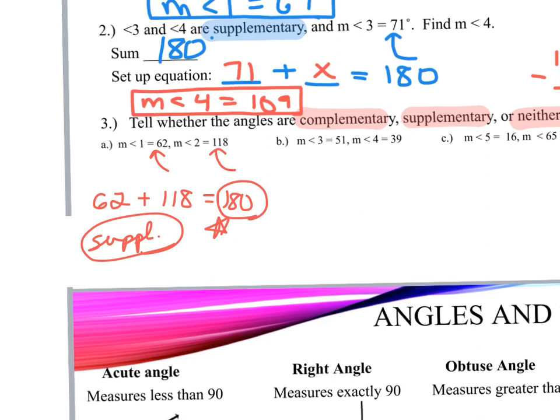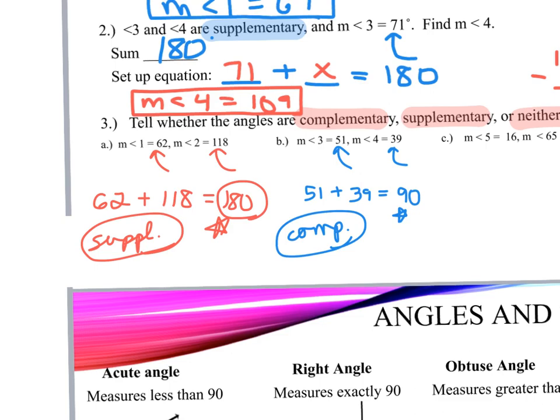Okay, let's move on to B. The measure of angle 3 is 51. The measure of angle 4 is 39. Let's see, 51 plus 39, total it up, 90. Okay, magic number. 90 means they are complementary.